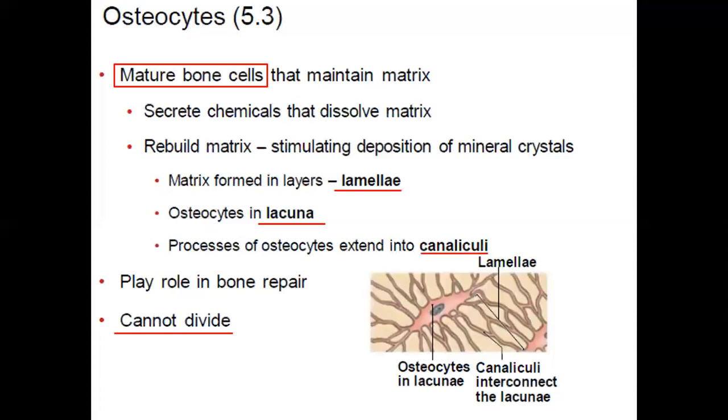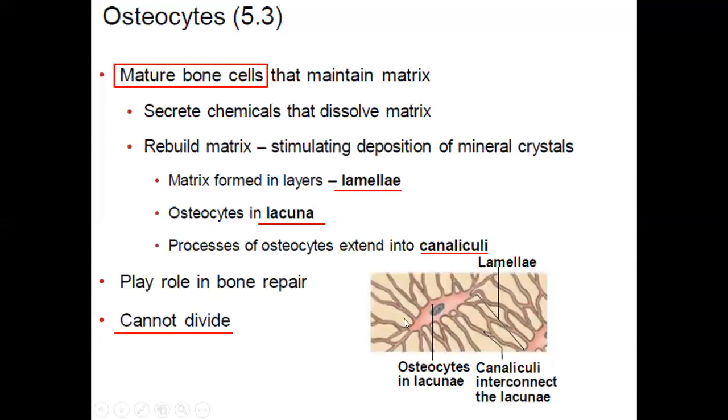The matrix is formed in layers. They're concentric layers called lamellae. As osteocytes and bone cells form new bone, they form new bone in these layers called lamellae. And as they form these layers, osteocytes, these mature bone cells, get trapped between these layers in little chambers called lacunae. And basically, as an osteocyte gets trapped in a lacuna, its chamber, its house that it hangs out in, an osteocyte has these little extensions.